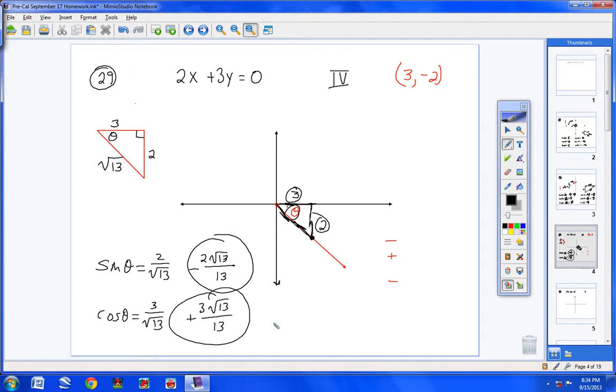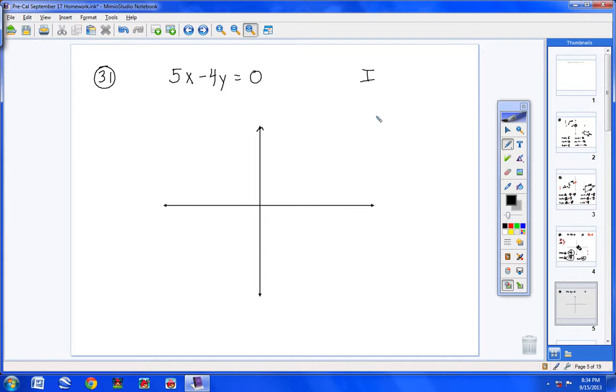And now let's find the tangent of theta. The tangent of theta is opposite over adjacent, 2/3. And notice that tangent is negative, so negative 2/3. All right, let's try another one. Number 31. Okay, we know we're in quadrant number 1. Do y'all see that? Quadrant number 1. So I'm going to go ahead and draw my ray coming up. There's quadrant number 1. And let's see.